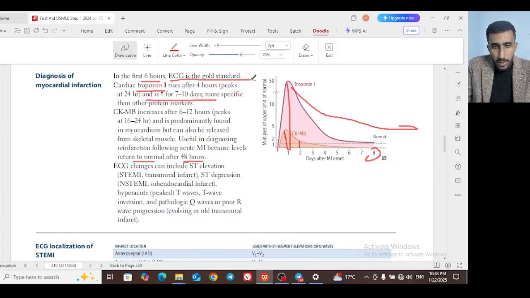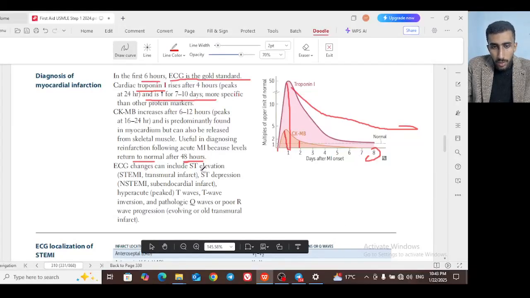ECG is the gold standard in the first 6 hours. So if the patient complains of chest pain that started 10 hours ago or more than 6 hours ago, you may depend on the cardiac enzymes. But in the first 6 hours, there is no absolute guarantee that the cardiac enzymes are elevated, and the patient may have an MI with completely normal cardiac enzymes, so you have to depend on the ECG.